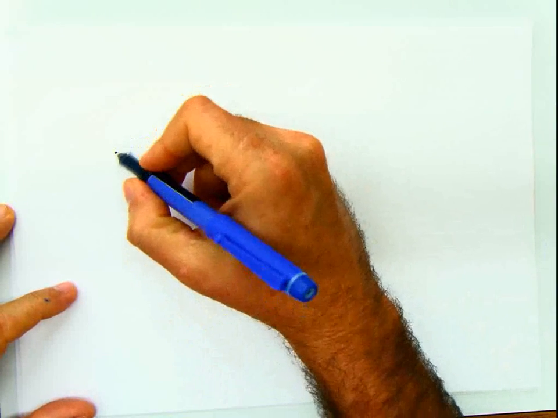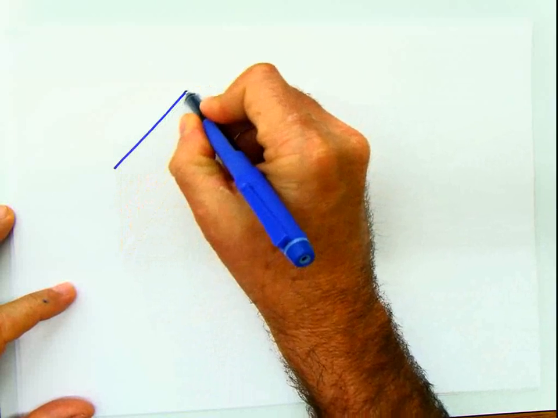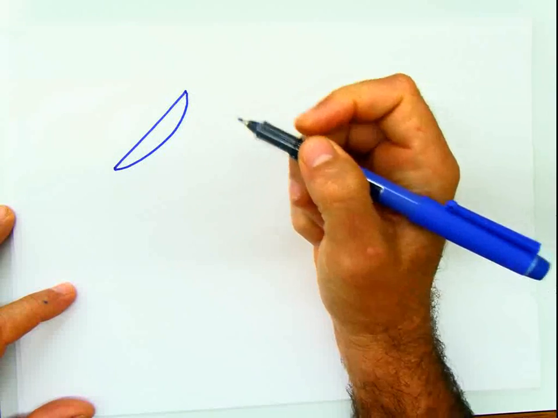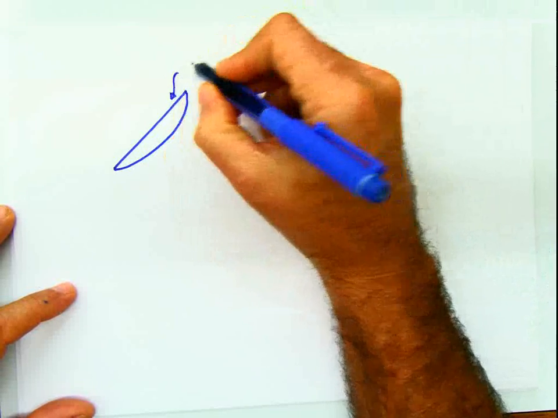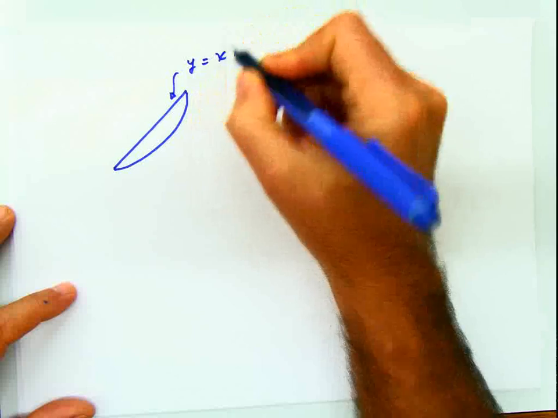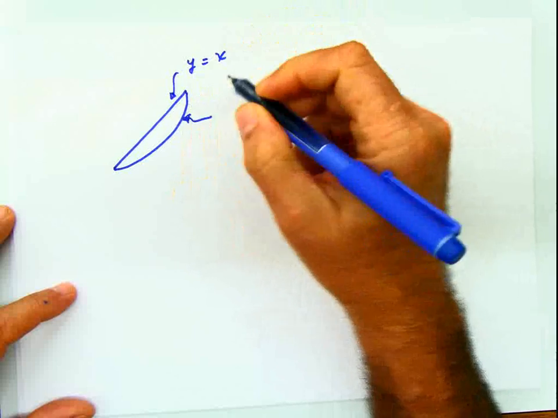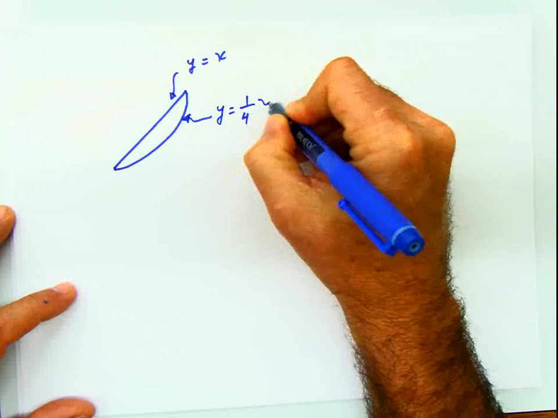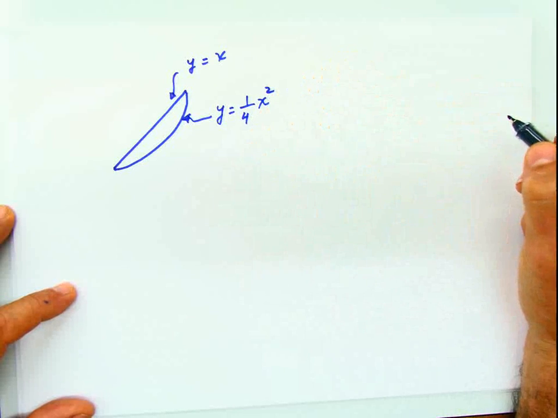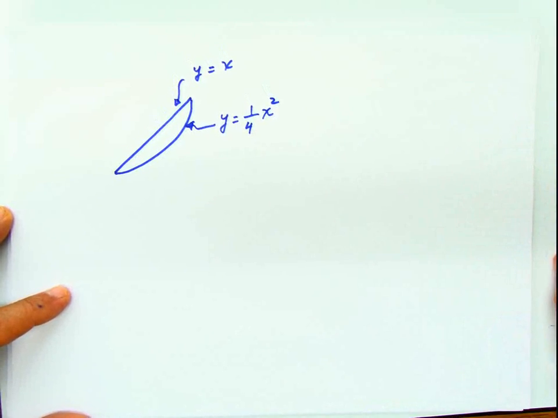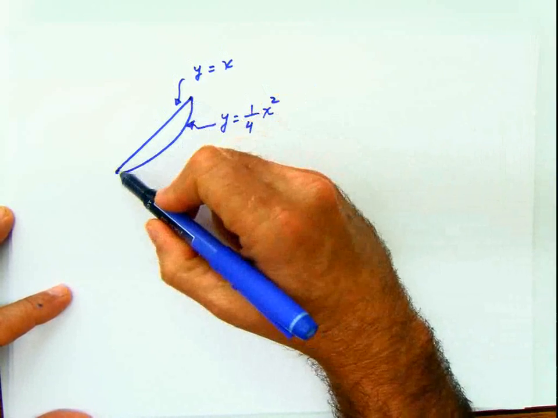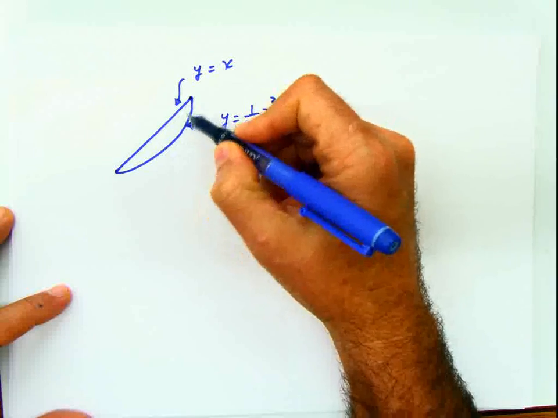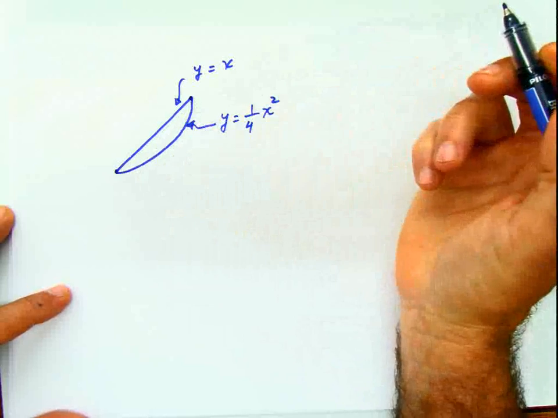Let's say that you want to calculate the centroid of this shape. And this shape is defined by this line and by this parabola. Well, the first thing that we have to do is identify these intersection points, because these intersection points are the ones that are gonna tell us how the area is defined.